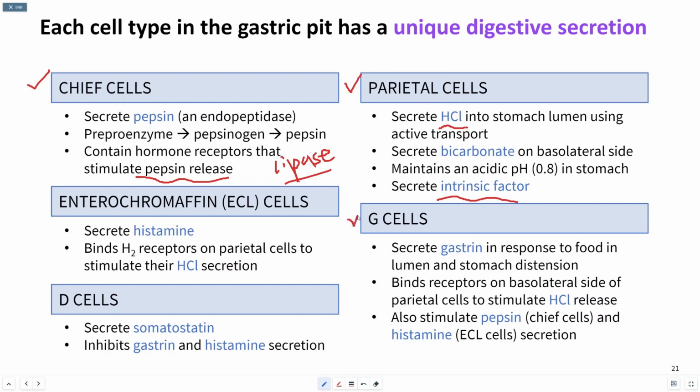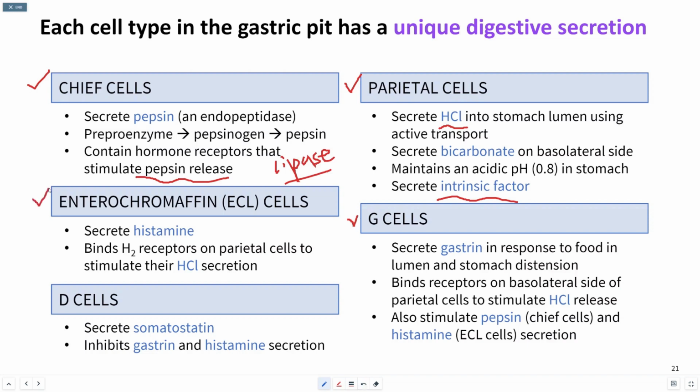Next, we'll talk about the G cells. G cells are an enteroendocrine cell that secretes the hormone gastrin into the blood that stimulates the stomach secretion and the motility. It also has receptors on the basolateral side, parietal cells, that also help stimulate HCl release. Because of this, it also helps stimulate pepsin from the chief cells and histamine from the ECL enterochromaffin-like cells.